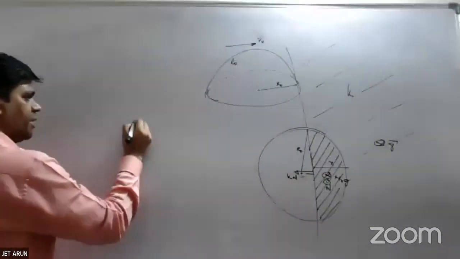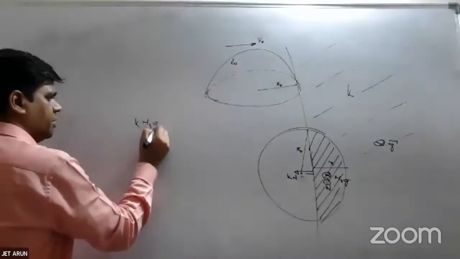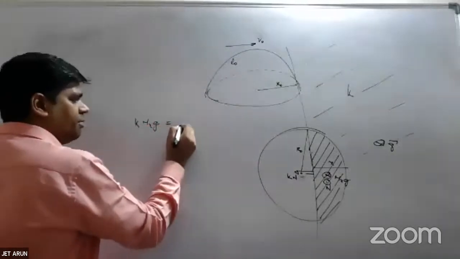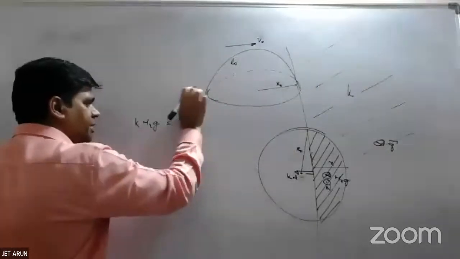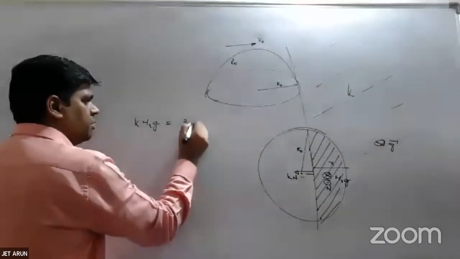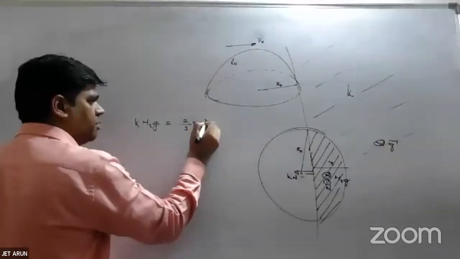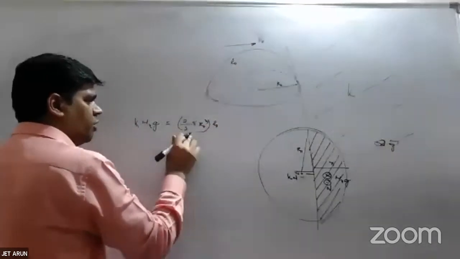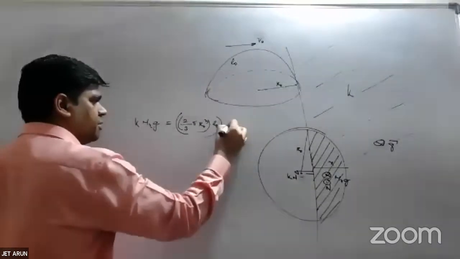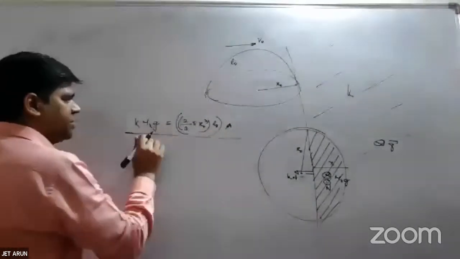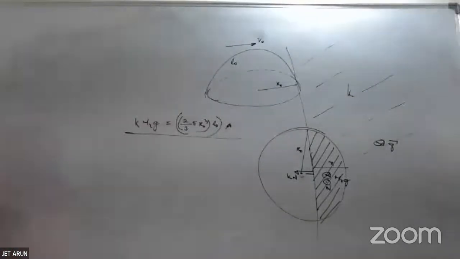I'll write the same thing again. Mu mx into g is equal to total mass into acceleration. What is the total mass? 4 by 2 by 3 pi r cube into rho naught. Volume into density is mass. Force is equal to mass into acceleration.